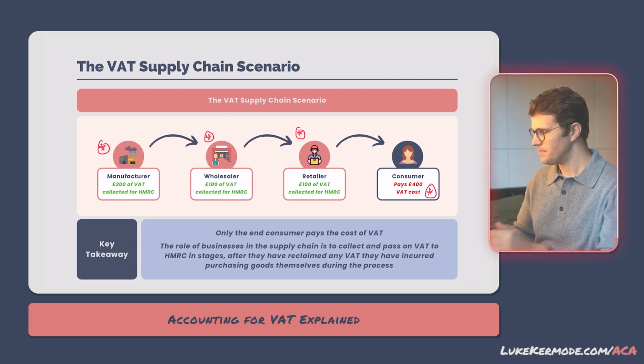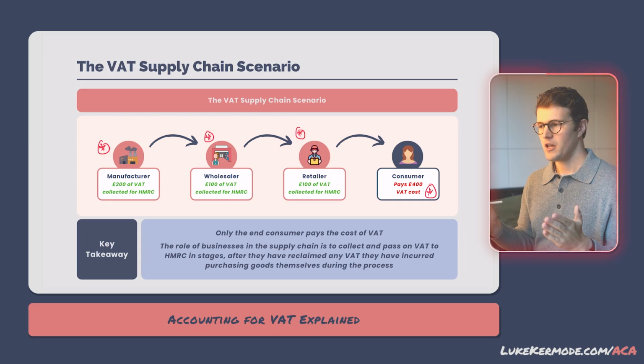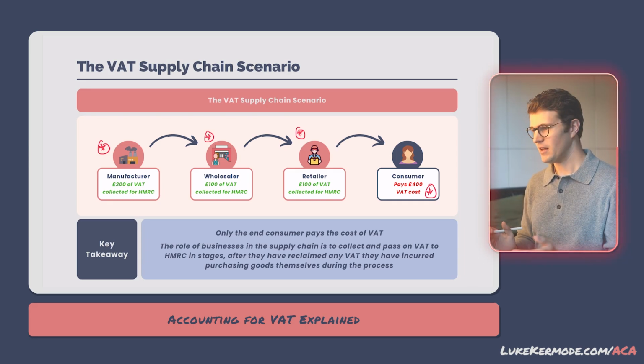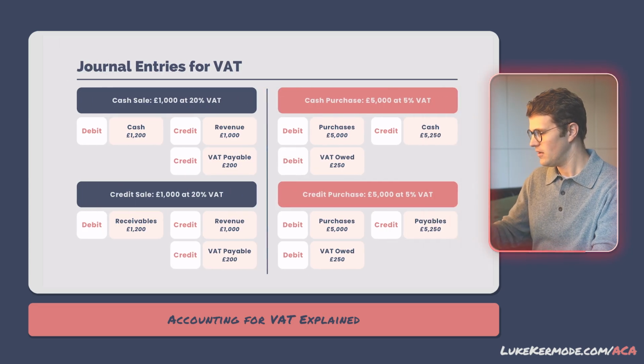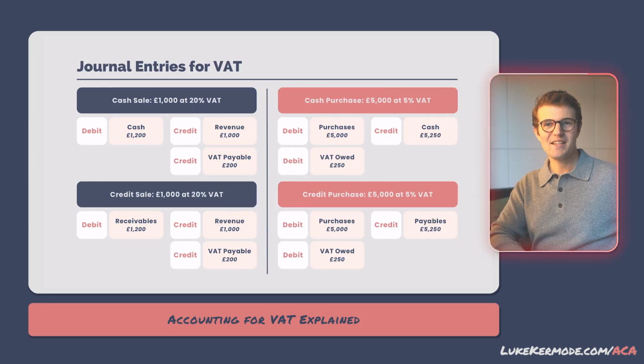So to summarise, the producers and suppliers pass on the £400 of tax to HMRC, but it actually isn't costing them anything. The entire £400 is coming out of the pocket of the end consumer. Cool, let's now look at how VAT is recorded using journal entries for 4 key types of transactions. We have both sale and purchase transactions, both made on cash or credit terms.